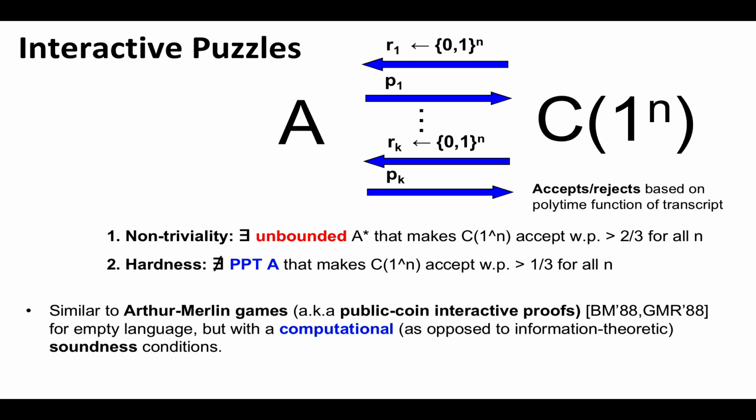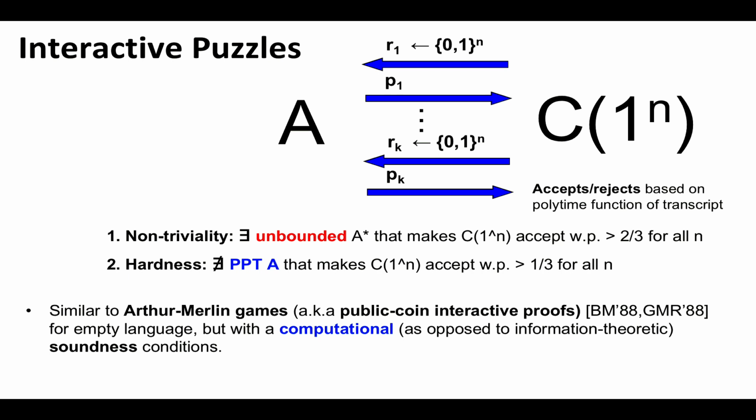So there are 2 things that are worth pointing out. This is very similar to something called Arthur-Merlin games, defined by Babai-Moran, which are equivalent to what's called public coin interactive proofs. They consider a very similar interaction pattern, where the verifier samples random coins, the prover sends a response, and so on. But the difference is that we're now considering a computational soundness property.